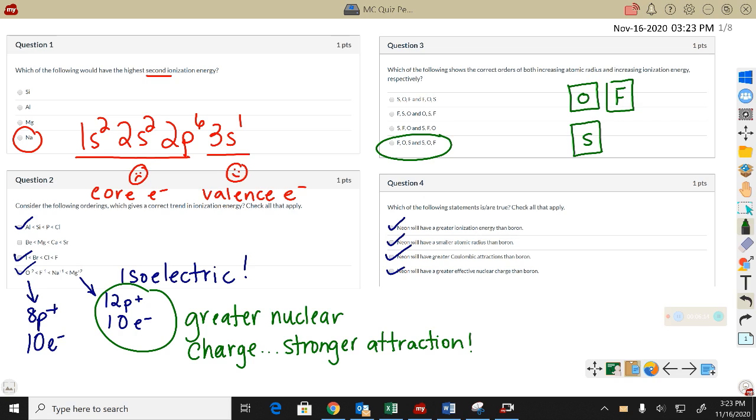Number 4, they're all true. All of these, especially these last two, yay! These are the way you're going to explain trends, especially period trends when they're going across the periodic table. Yes, neon has a greater ionization energy than boron, and yes, its radius is smaller. But these last two, these are the whys.